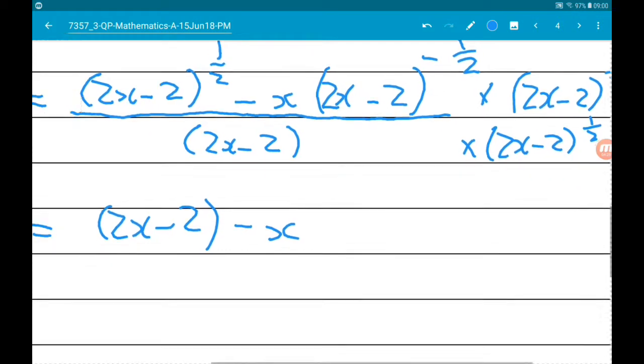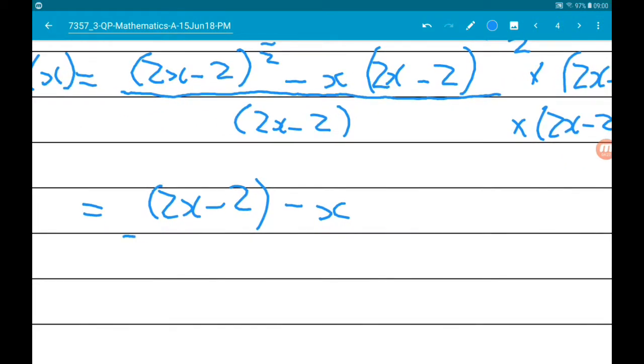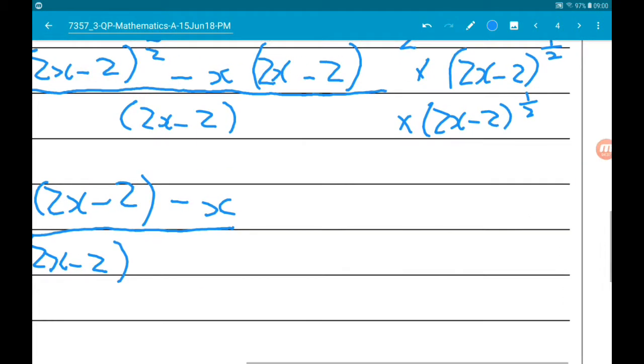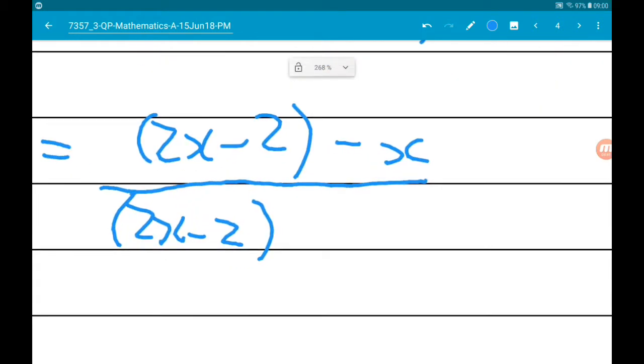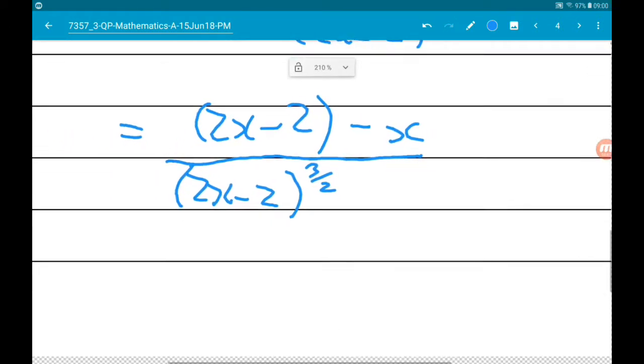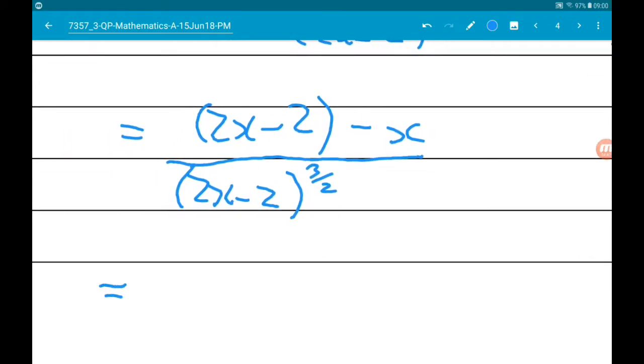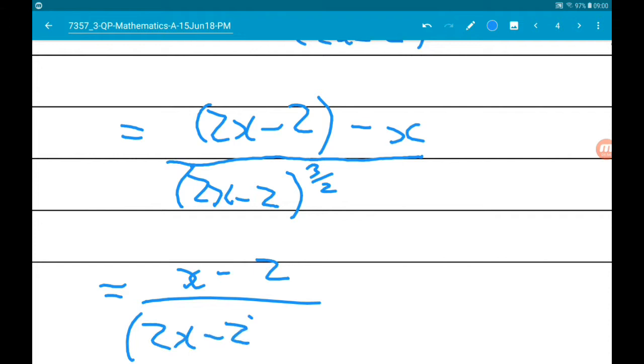And then on the bottom, we've got 2x minus 2. Now that was already to the power of 1. So if we multiply it by the same thing to the power of 1/2, we get 3 halves, and then finally the top simplifies to x minus 2 over 2x minus 2 to the 3 halves. Cool.